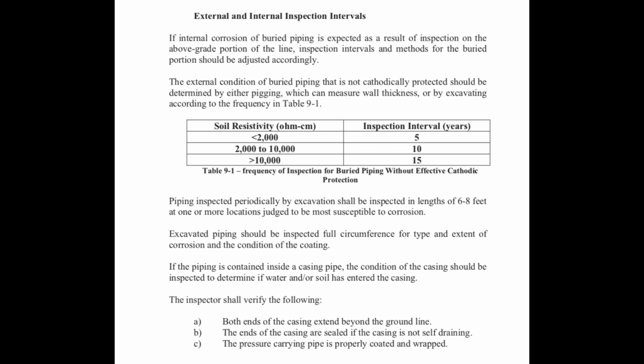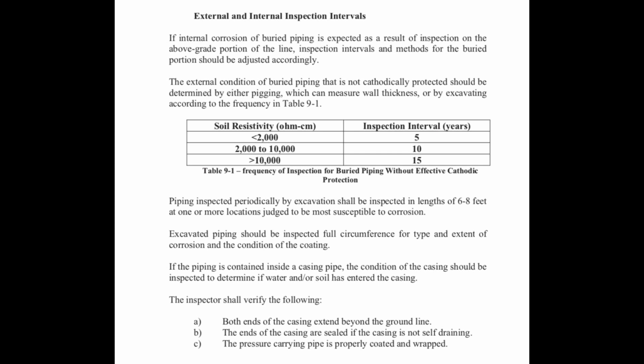Excavated piping should be inspected for full circumference for type and extent of corrosion and the condition of the casing. If the piping is contained inside a casing pipe, the condition of the casing should be inspected to determine if water and/or soil has entered the casing. The inspector shall verify the following things.